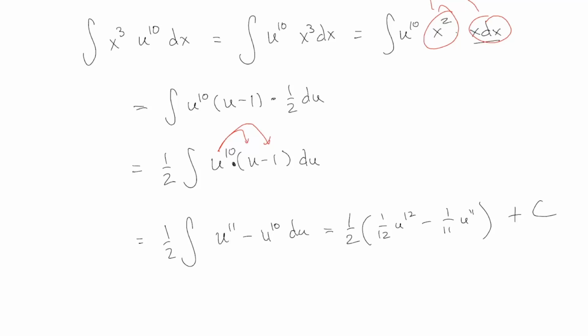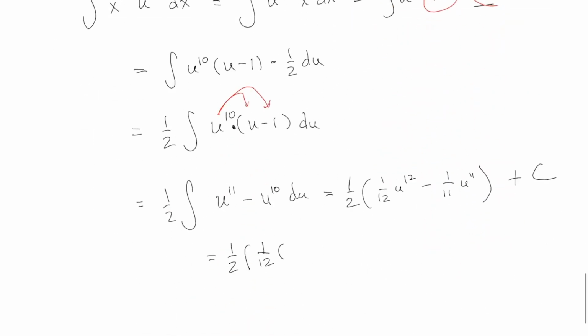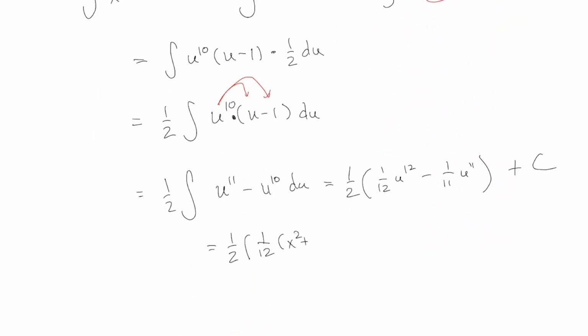And then the very last step, you put the x's back in. So 1/12, make sure those parentheses are there. They matter. 1/12 u is x squared plus 1 to the 12 minus 1/11 x squared plus 1 to the 11. There you go. That's a hard one, in my opinion.